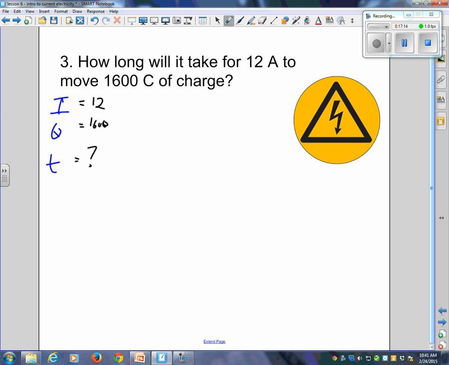What's the formula for time? Q over I, exactly. We tend to use the small letter t, by the way. Q is going to be 1600. The I is 12. T is, what's 1600 divided by 12? 133.3 seconds.